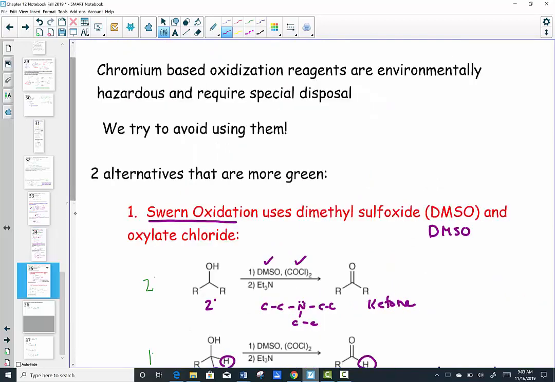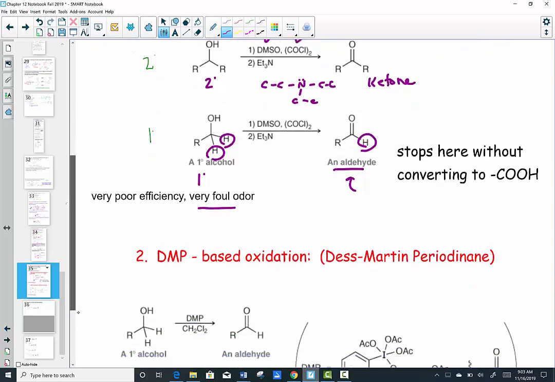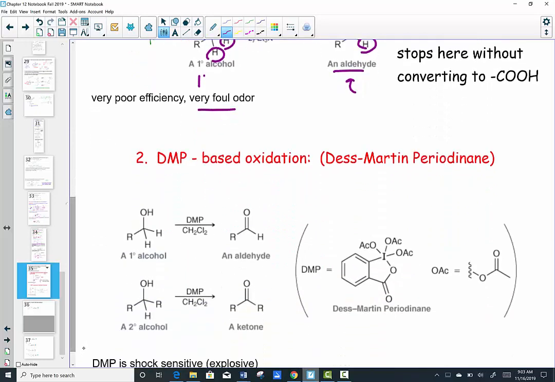Well, the drawback for it is that it's pretty inefficient. It doesn't yield the same quantity of product as a chromium-based reagent would. Plus, it has a very foul odor in the lab when you're using that particular compound, a sulfur-based compound. It just stinks. So the advantage is that it's a little greener, but the disadvantages are that your yield is not as high and it's a very stinky reagent to work with. And if that were your full-time job, it might matter.